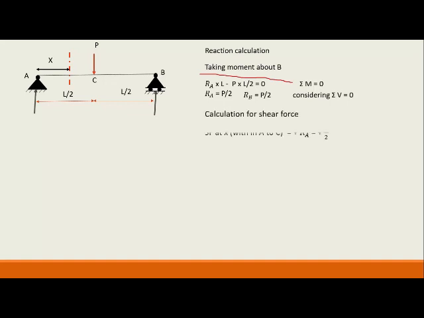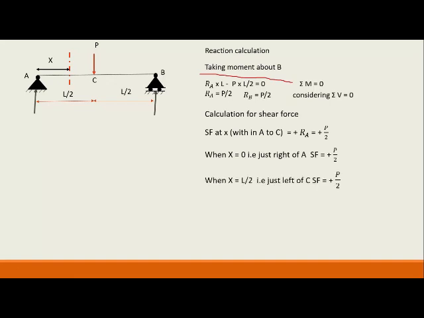Now let us consider a section at a distance of x from A. Calculation of SF. So what will be the equation of SF between A to C? It will be plus RB. Why plus? Because RB is the force which is acting upward, and it is situated at the left side of the cross section. Right down and left up is positive. So left side upward force is positive. So it is P by 2. So when x is equal to 0, SF is equal to P by 2.